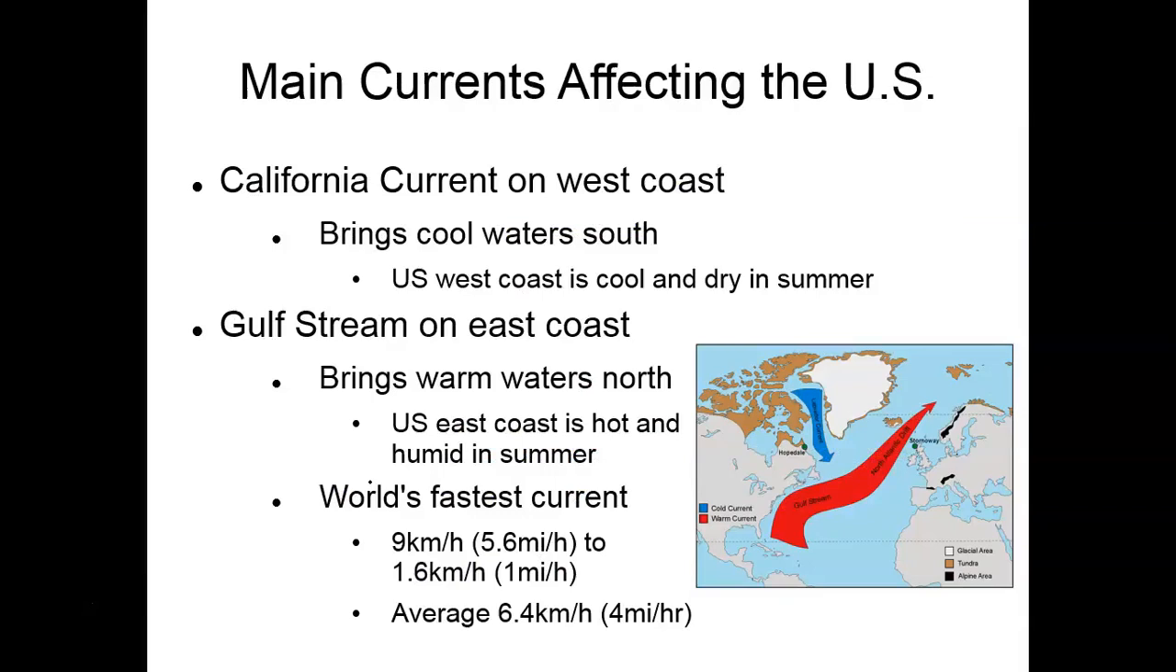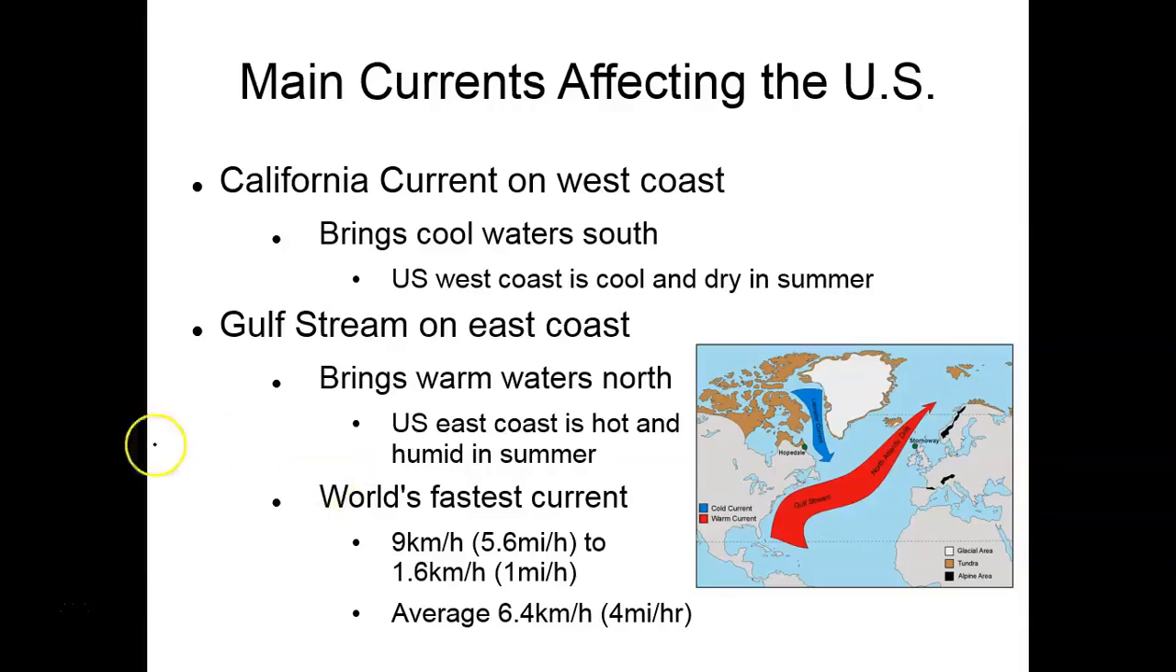Okay. So the main currents that affect the U.S. are the California current, which is the eastern boundary current of the North Pacific subtropical gyre, and the Gulf Stream, which is the western boundary current of the North Atlantic subtropical gyre. Okay. So again, since the California current is an eastern boundary current, it's coming from higher latitudes and bringing cool water. So we have cool waters going along the west coast of the United States. And what that ends up with is that we have more of a cool or mild climate, and our summers tend to be cooler and drier as compared to the East Coast.